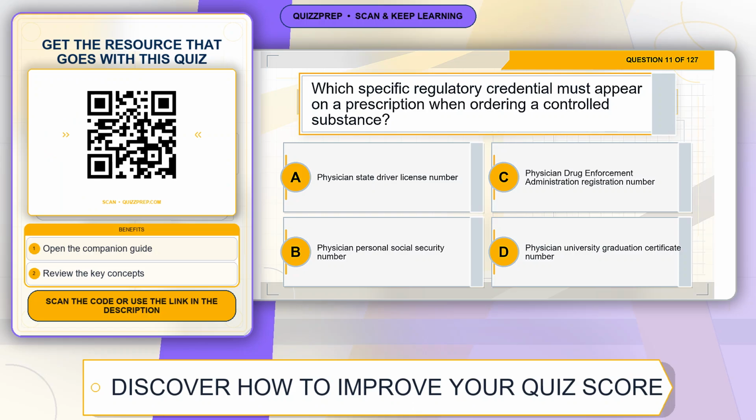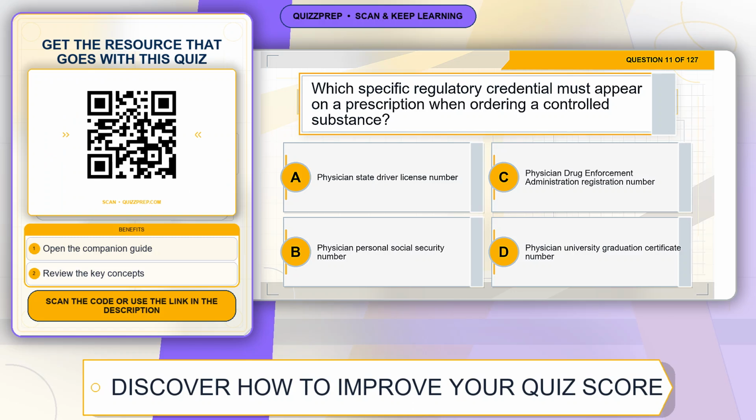Question 11. Which specific regulatory credential must appear on a prescription when ordering a controlled substance? Option A, physician state driver license number. Option B, physician personal social security number. Option C, physician drug enforcement administration registration number.